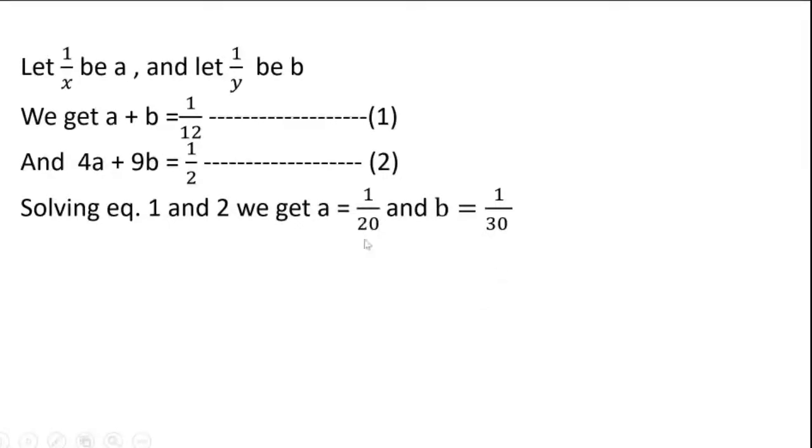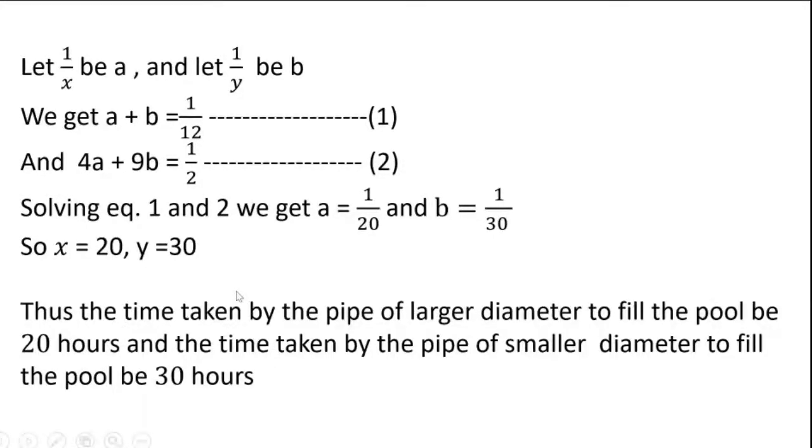A is equal to 1 upon 20 means 1 upon x is equal to 1 upon 20. That means x comes out to be 20. And b is equal to 1 upon 30 means 1 upon y is equal to 1 upon 30. That means y is equal to 30. So I get if x is equal to 20 and y is equal to 30, I'll write the answer. Time taken by the pipe of the larger diameter to fill the pool is 20 hours and the time taken by the pipe of the smaller diameter to fill the pool is 30 hours.